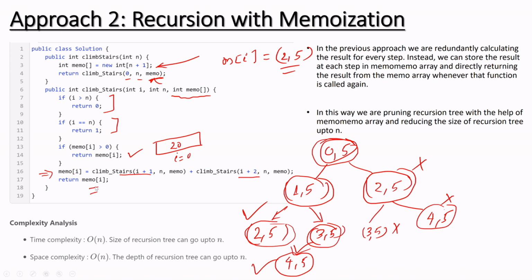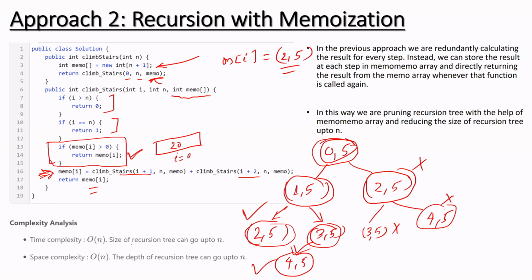And we are returning memo of I. That is why, when memo of I is already greater than 0, it means we have already stored it previously and we do not need to calculate. So we will return memo of I here, and we are not going to do the sum or calculation here.